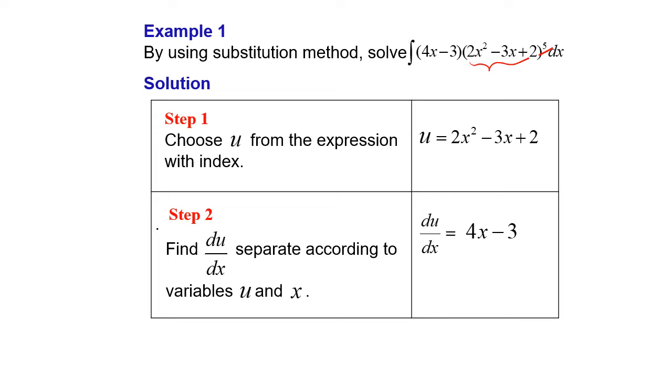And then separate according to variable u and x. So du is equal to 4x minus 3 dx. So u stays together with u, x stays together with x. Now, what can we do? We see anything inside the question that has this form, 4x minus 3 with respect to x, that will be the du.